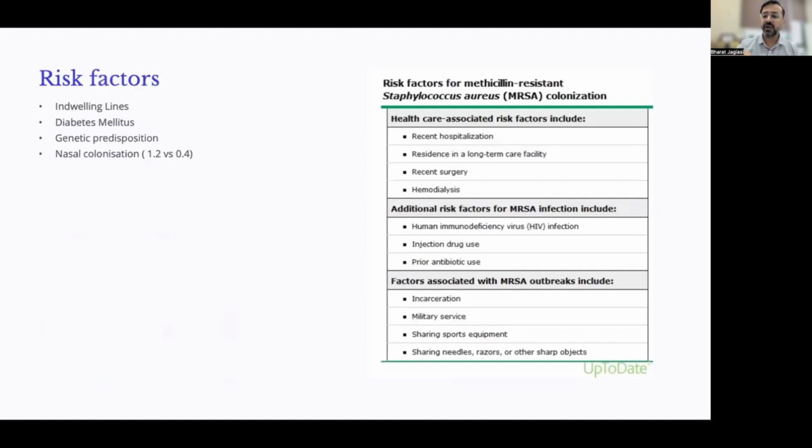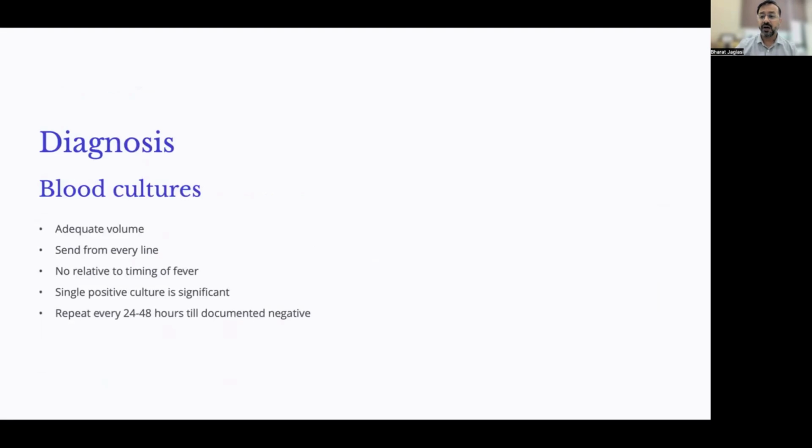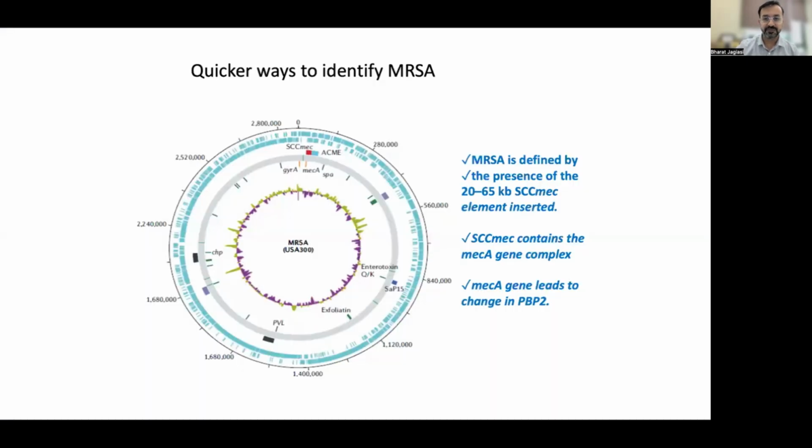Risk factors include indwelling lines, prosthetic devices, diabetic patients, and nasal colonization. Always look for metastatic infections, that is bone, joint, CNS, spleen, and often for the stigmata of endocarditis. So looking for the risk factors in such patients and the metastatic ones, also the stigmata of infective endocarditis, is very much important. Blood cultures are the gold standard. Even a single positive blood culture for Staph aureus is significant. Cultures should be repeated every 24 to 48 hours until we have a documented negative.